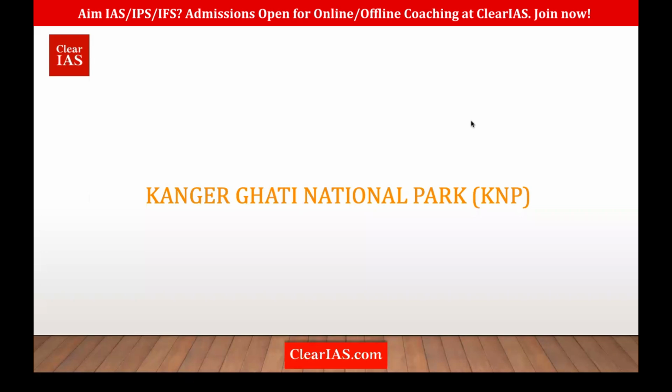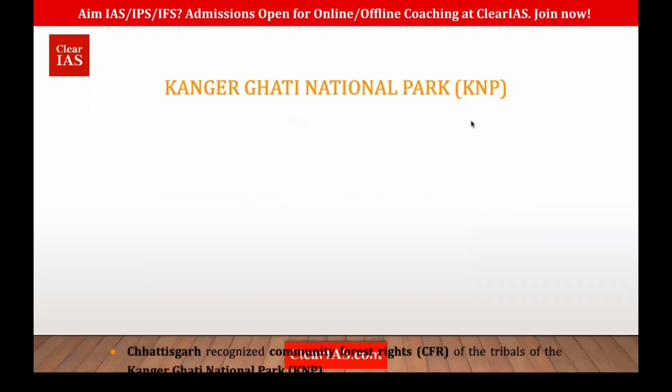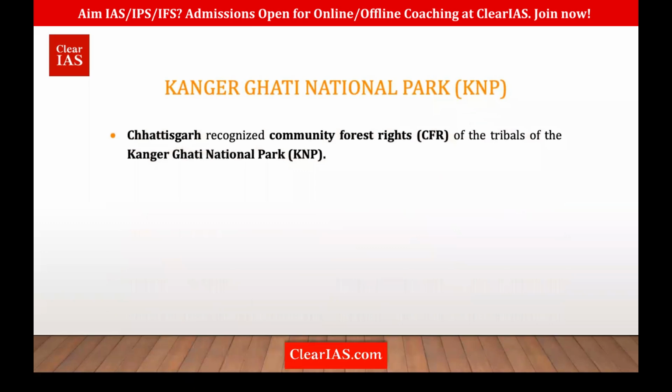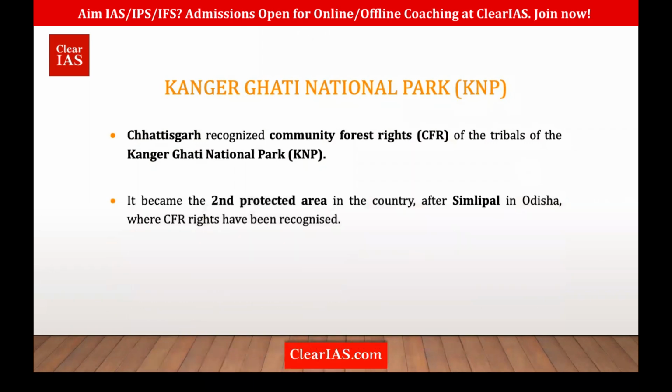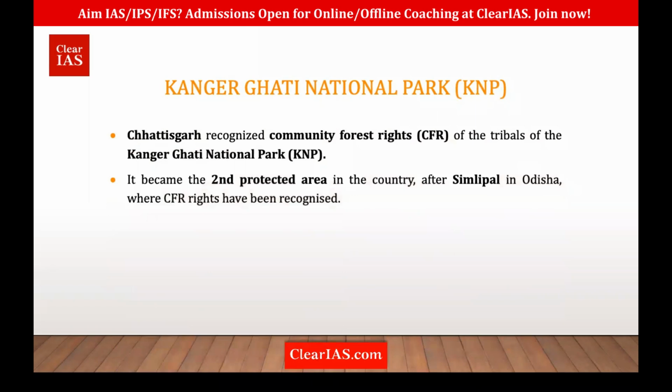Why is this important? This has been given community forest rights. The Chhattisgarh government has recognized community forest rights for the tribals of the Kangar Ghati National Park. That is why this is very important. But this is not the first national park which has received community forest rights. Earlier, Simlipal in Odisha also recognized the community forest rights of the tribals.